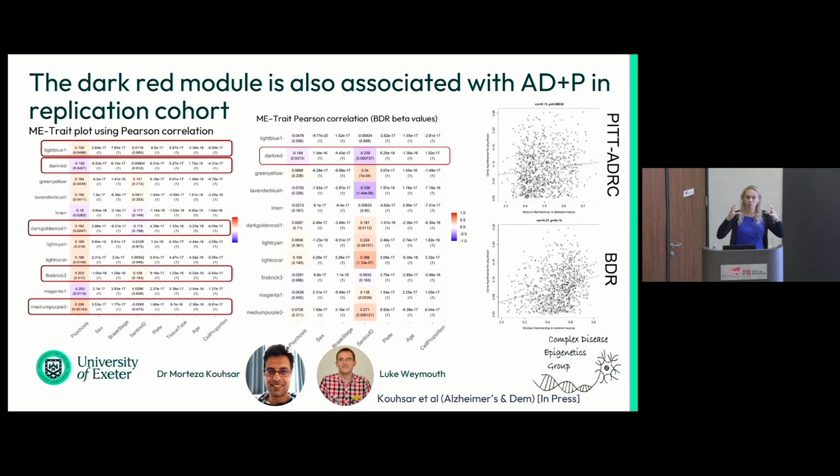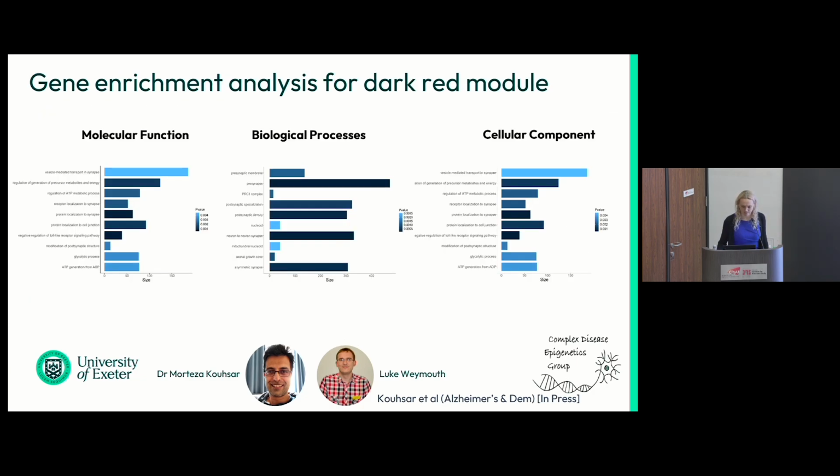So even if a module's replicated, it still might not have an association with our phenotype of interest. So this is the third step in the analysis. And you can see here that one of our modules, which is the dark red, not only replicated and was preserved, but it also was associated with psychosis. And you can see it shown on the top left in the Pittsburgh ADRC and the bottom right for BDR. So we're seeing a correlation of gene significance with module membership.